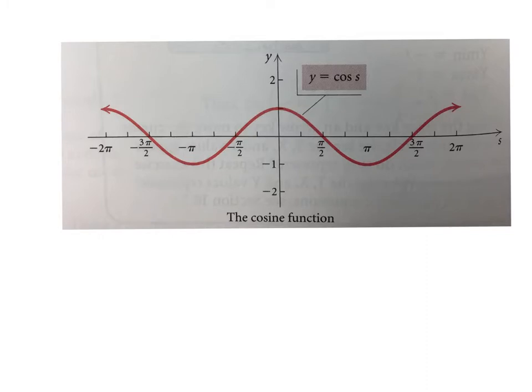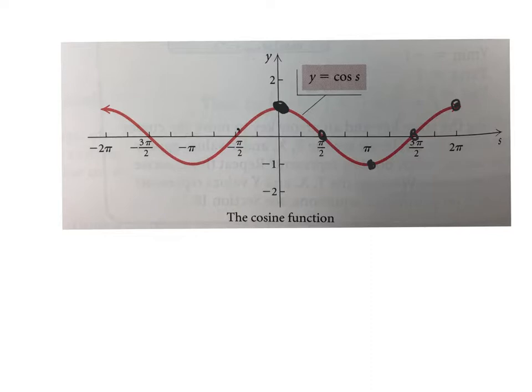Cosine works the same way, except it's flipped a little bit. At cosine of 0, you get 1. Cosine of pi over 2 is 0. Cosine of pi is -1. Cosine of 3 pi over 2 is 0. Cosine of 2 pi, which is the same thing as 0, is also 1.